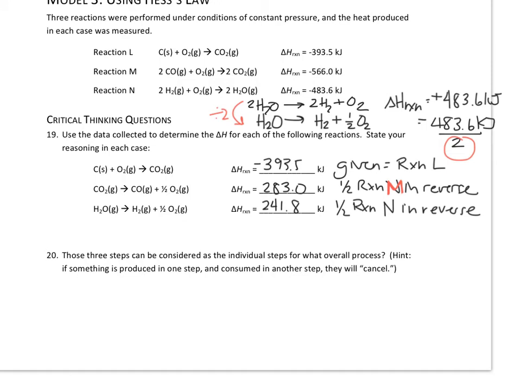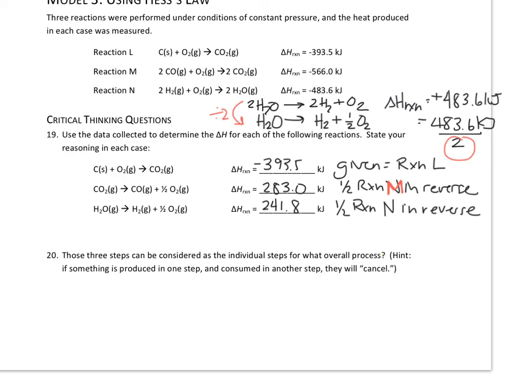Now, if we look at these 3 steps and we envision that we're going to do these 3 steps, let's say on day 1 we do this reaction and it produces this much heat. On day 2 we do this reaction and it absorbs this much heat. And on day 3 we do this reaction and it absorbs this much heat. We might say, well, what's the overall chemical change that we have produced? And that's what question 20 is having us think about. If these 3 steps would be considered as individual steps for an overall process, what is the overall process?